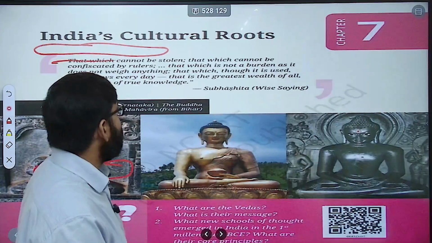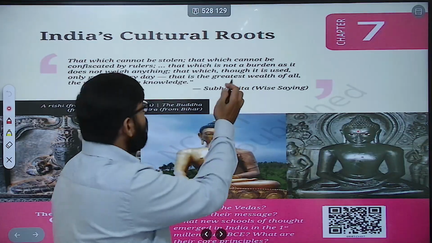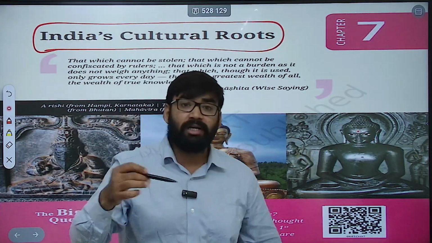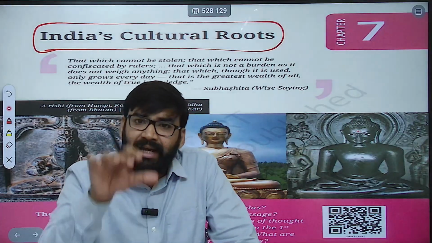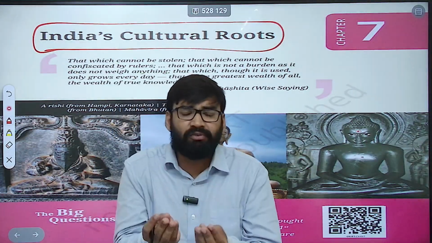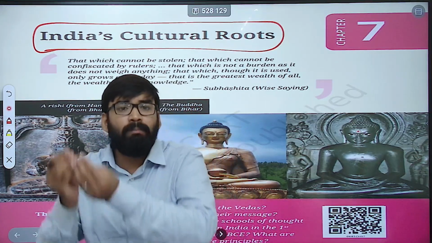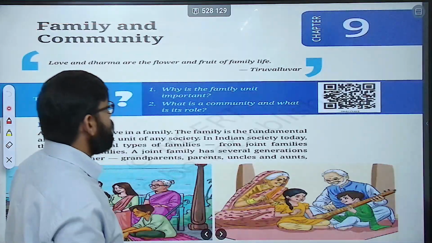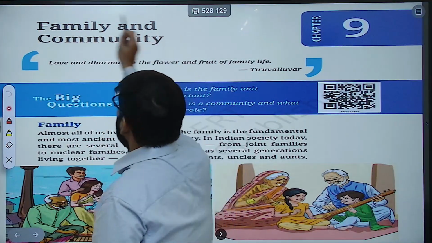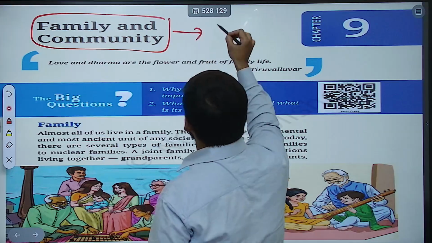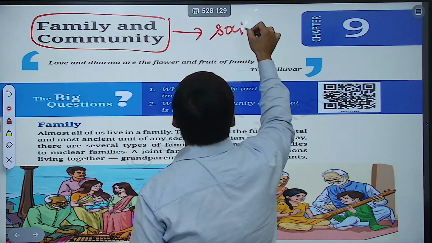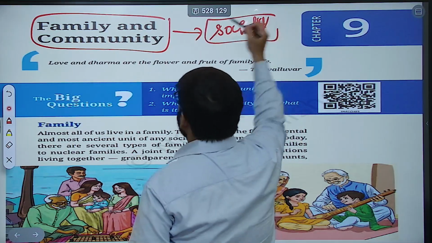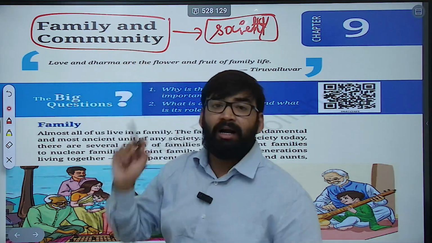Apart from this, as you can see here, chapter 7, India's cultural roots, is related to Buddhism and all. So there is a dedicated chapter on the cultural roots of India, which talks about Hinduism, Buddhism, as well as Jain culture. Clear? Apart from this, now as you can see here, another important chapter, which is very important for your Indian society, is given in class 6 NCERT: family and community.